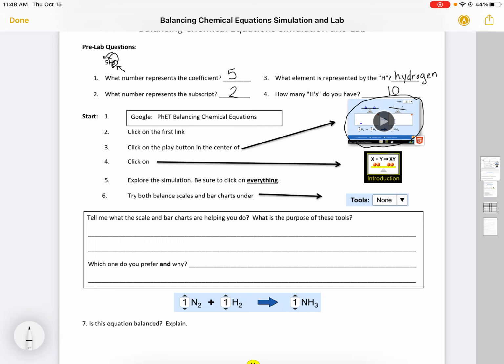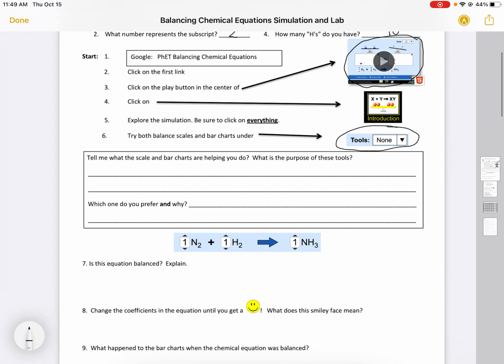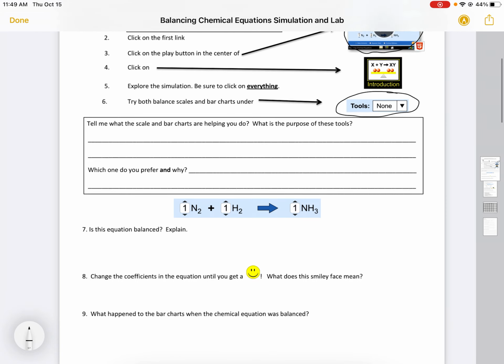And then just kind of play around with it. Explore the simulation, click on everything. There's some balance scales and there's some bar charts. So you can find those under tools and then figure out just which one you like the best. And then tell me which one you selected and what they are helping you to do.